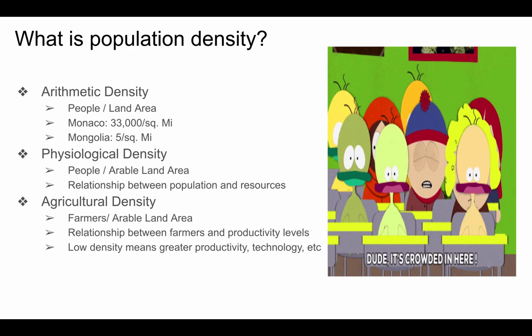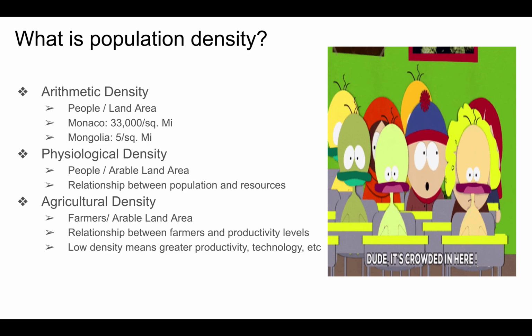Another form of density is physiological density. That's the number of people per arable land. In other words, arable means you can farm the land and produce crops that sustain healthy nutrients for human life. When we look at physiological density, we also look at the relationship of population and resources. And physiological density is the one key density that will help us understand whether or not an area of the world is overpopulated.